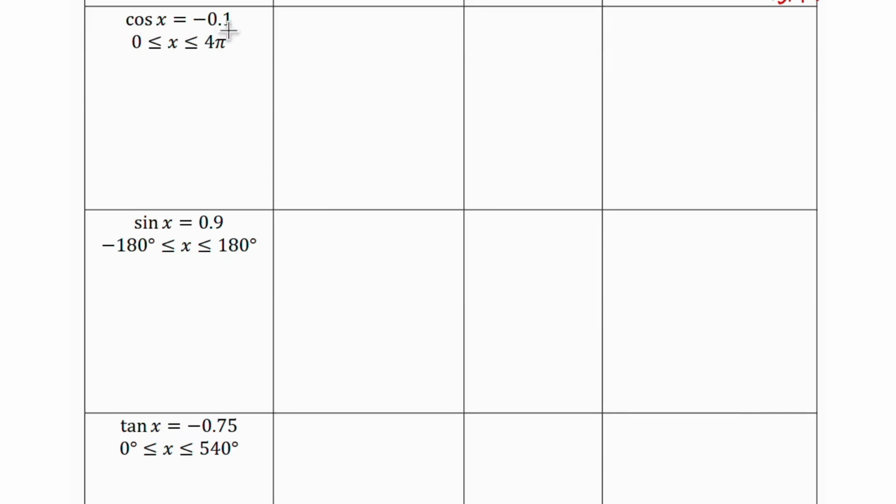Continuing now, cos of x is equal to minus 0.1 between 0 and 4 pi. So first of all, I am now in radians, so I'm going to change my calculator into radians mode. And then let's think about where we are. Cos of x is negative in quadrants 2 and 3. So we are here. And we're going from 0 to 4 pi, so that is 2 complete cycles. So I have 4 solutions I'm going to find.